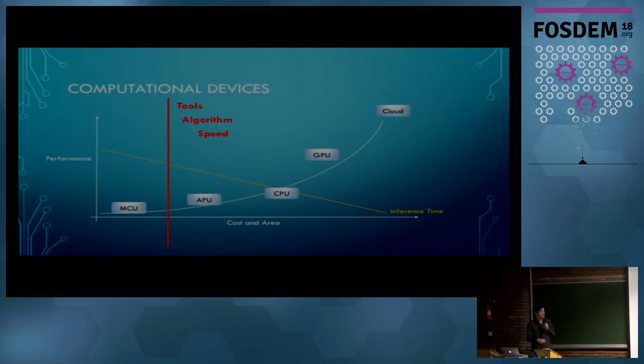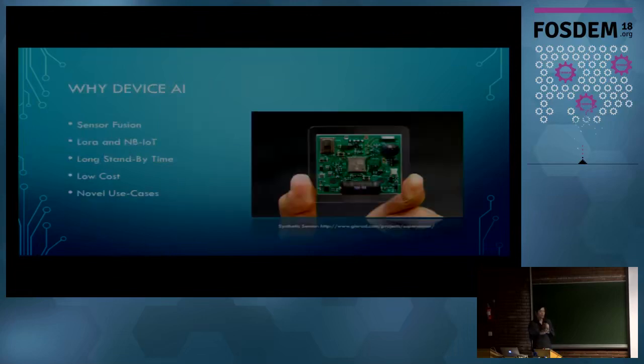And the speed. Back in the days, MCUs were not as fast as today. So it makes sense now that MCUs are faster to do inferencing on the MCUs.